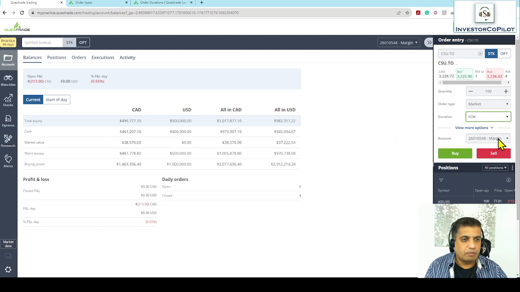You also have to make sure that you select the right account here. For example, I have RRSP here and margin, but I want to make a purchase in the margin account. So please make sure that you select the correct account as well. And then you can either buy or you can sell your holdings by checking your positions and your holdings as well and make a sell decision as well.